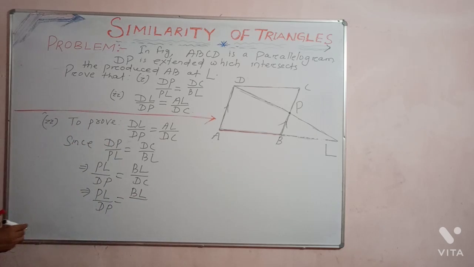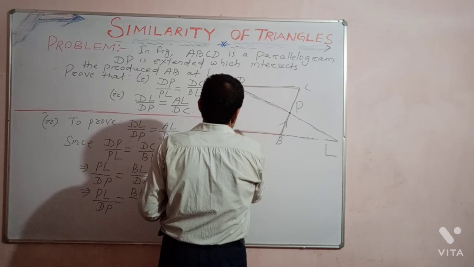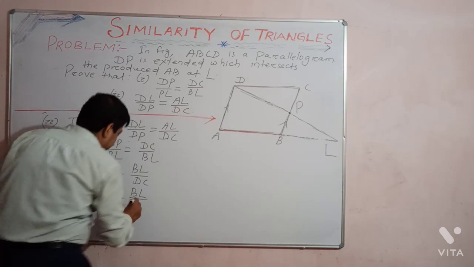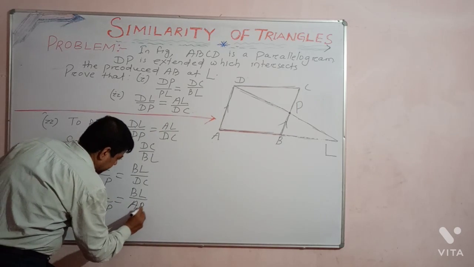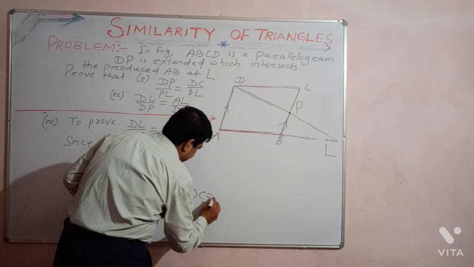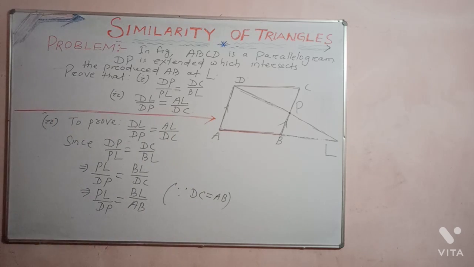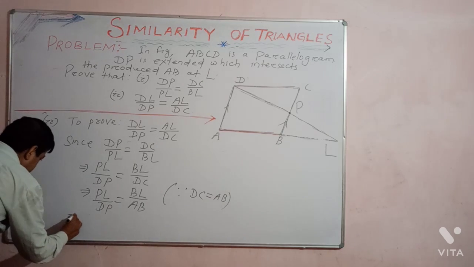Students, you see now, DC is equal to AB. So in place of DC, again you write AB. Why? Since DC is equal to AB, opposite sides of the parallelogram are equal. It is given that ABCD is a parallelogram, so DC is equal to AB. Again you can write. Now let's see here.